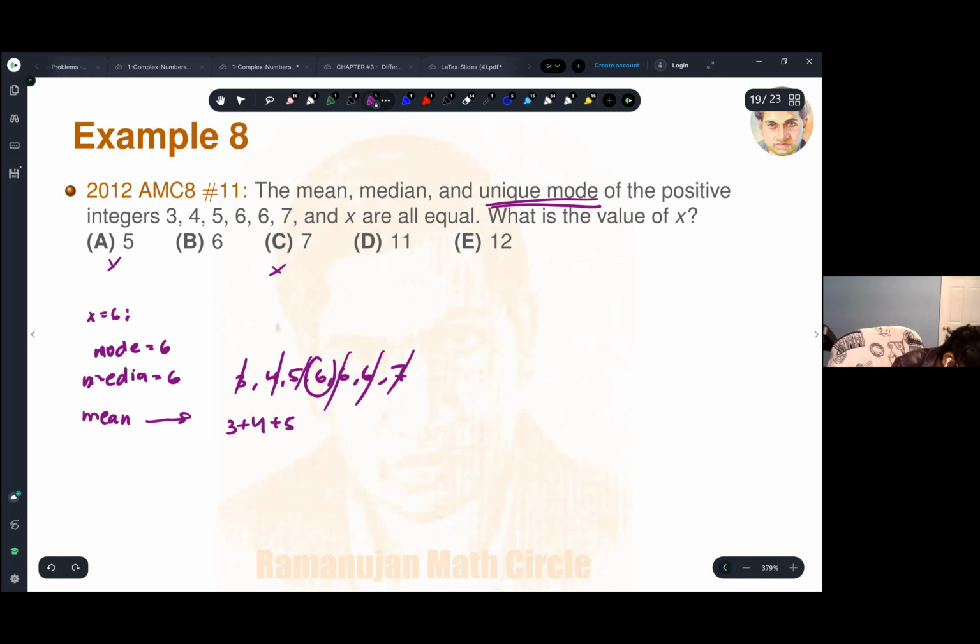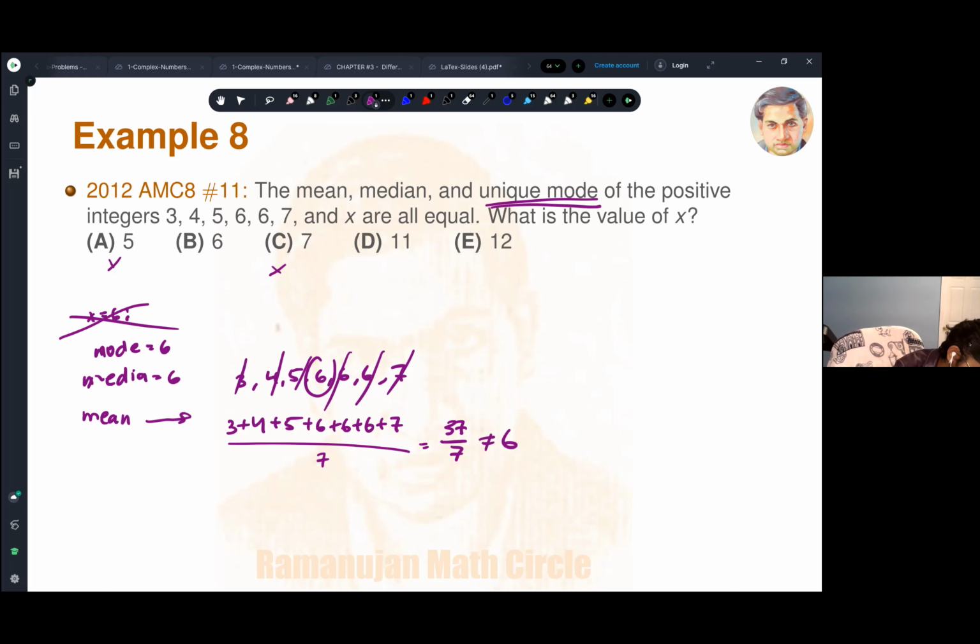3 plus 4 plus 5 plus 6 plus 6 plus 6 plus 7, divided by 7. So that would be 12 plus 18, 37. So 37 over 7, and that's not equal to 6. So unfortunately, x equal to 6 doesn't work because they say that all of them are equal. So this is wrong. So let's try x equal to 11.